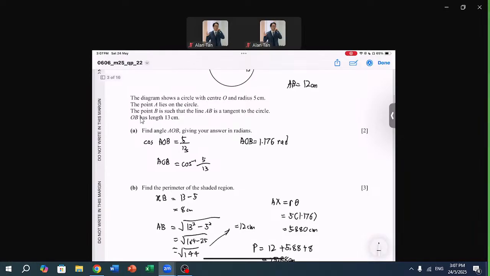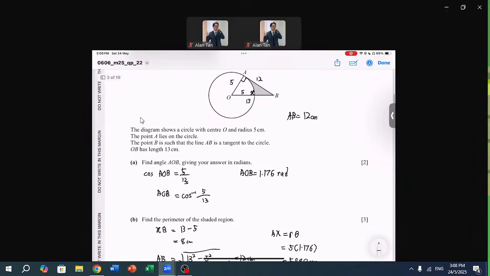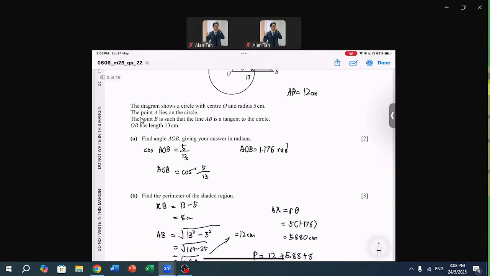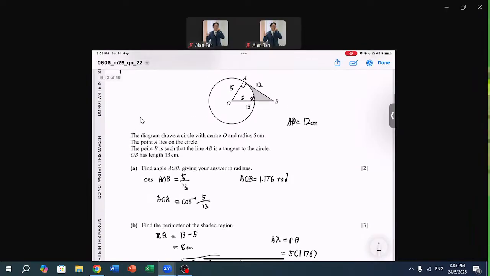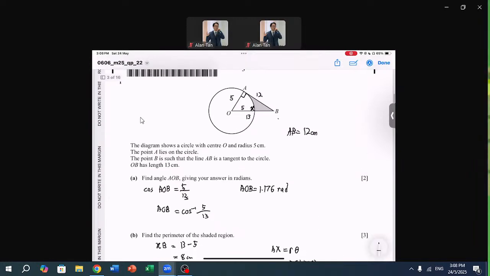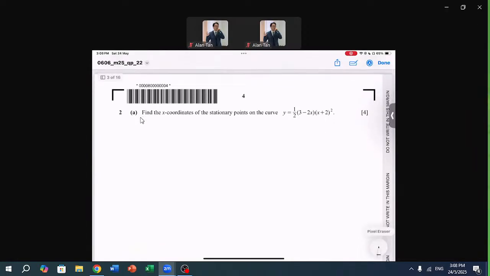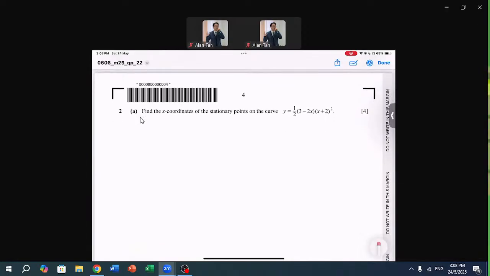Now let's just quickly look through this, make sure we don't get anything wrong. Cos is adjacent over hypotenuse. Cos inverse, 1.176. XB is going to be 13 minus 8, which is 5. And then 25.88. So that's correct. The triangle is 5 by 12. And yeah, looks like everything looks good. So let's move on.